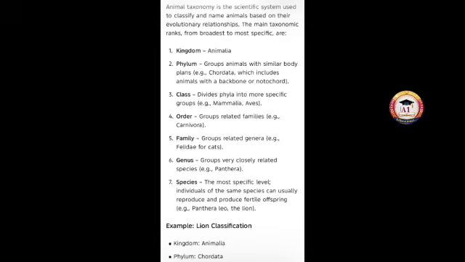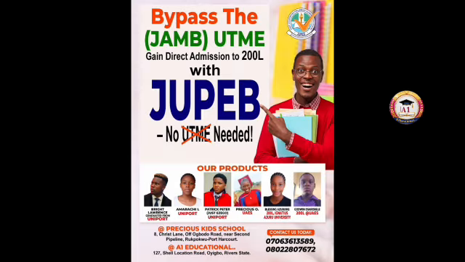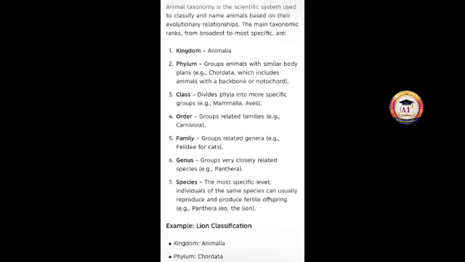Now, when we talk about the genus, these are very closely related species. For instance, like we use Felidae. The genus for Felidae is known as Panthera. So any animal that is under Felidae is known as Panthera. For instance, we have the lion. Lion is known as Panthera leo. All right, so that is the genus of lion.